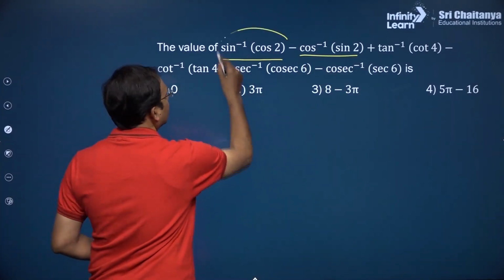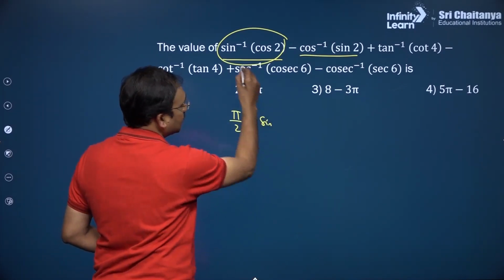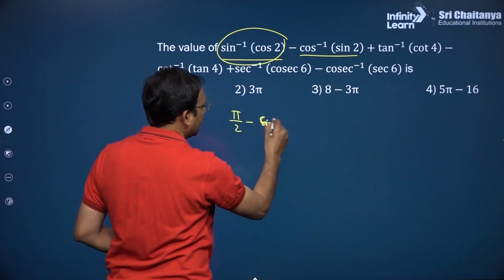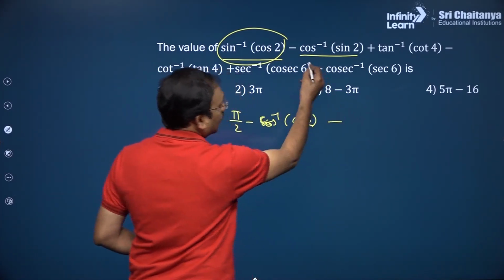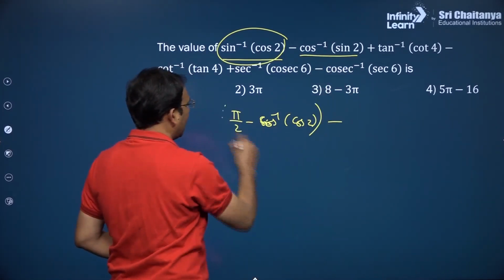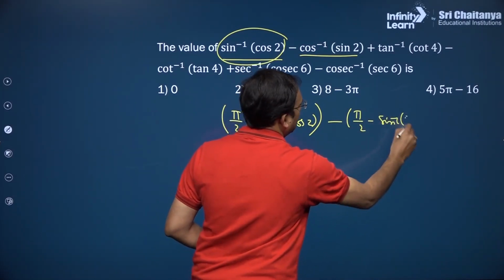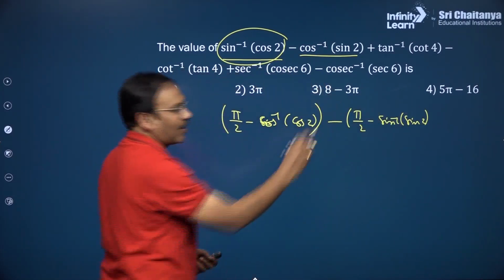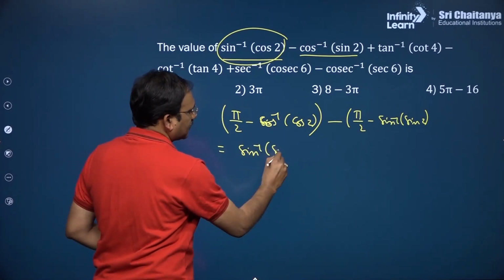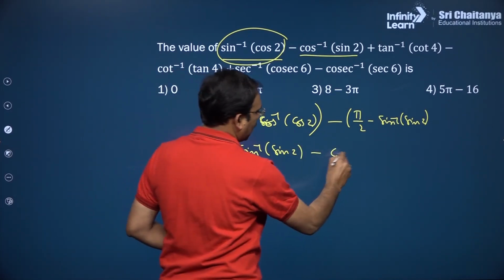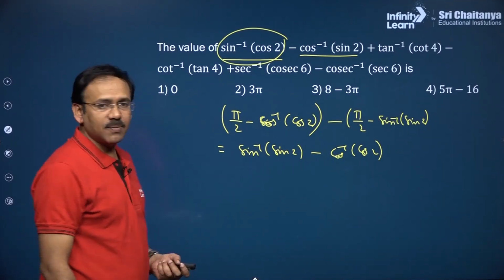And here sin inverse of cos 2 I can write like pi by 2 minus cos inverse of cos 2, minus cos inverse of sin 2, let me write like pi by 2 minus sin inverse of sin 2. First let me simplify this part. So my dear friends, you can observe this is sin inverse of sin 2 minus cos inverse of cos 2, okay. So now try to simplify this.